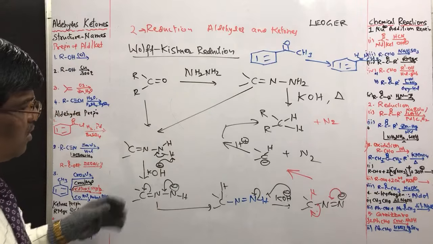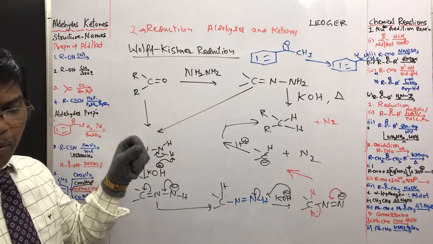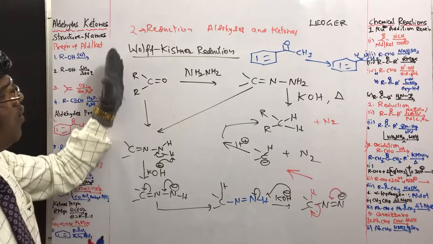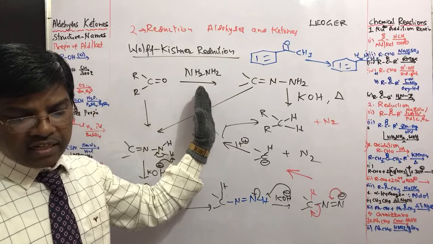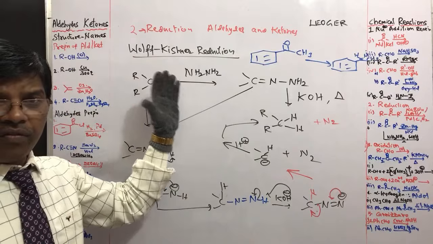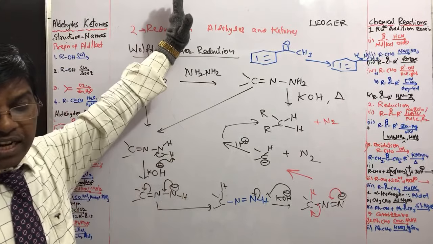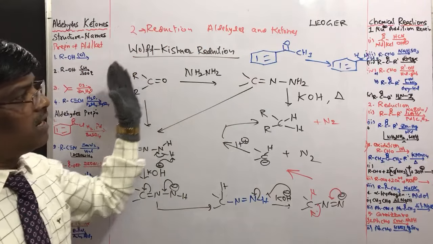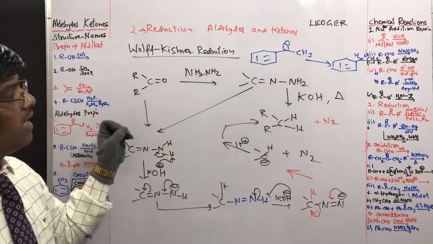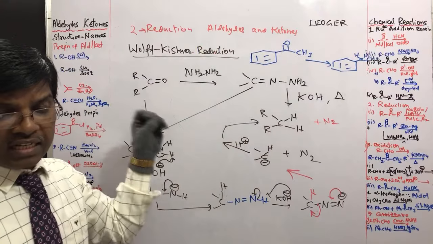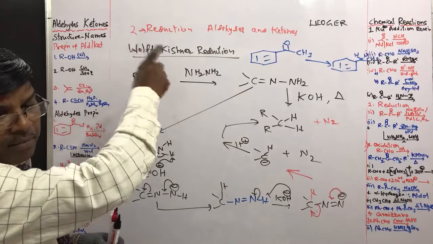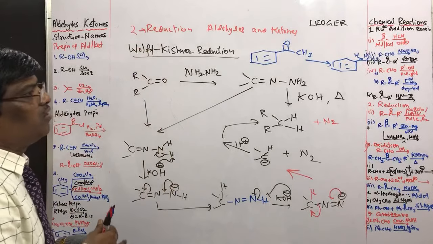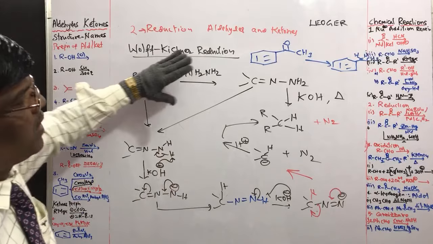The key points I am going to say are very specific for entrance exams, because Wolff-Kishner reduction is a base catalyzed reaction. Clemmensen reduction is an acid catalyzed reaction, and both the products are the same. Starting materials and products are the same, but the reagents are different. Because of that reagent difference, each reaction, Clemmensen reduction and Wolff-Kishner reduction, has different roles. So this is how you can do Wolff-Kishner reduction. Next.